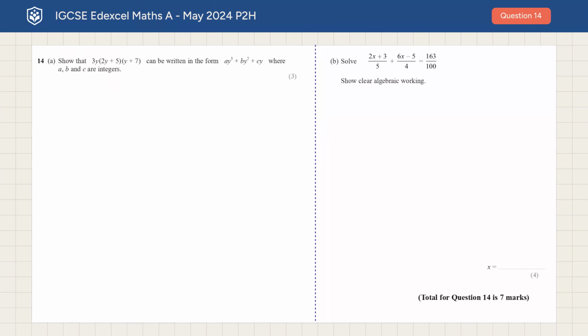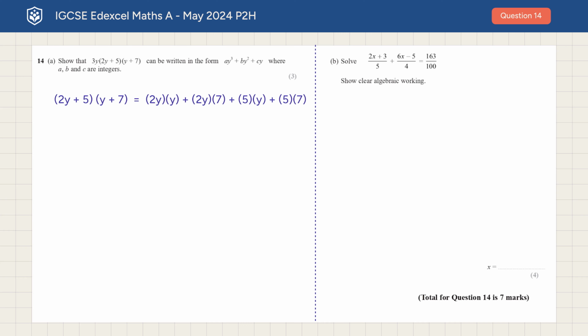Move to question 14. Part A asks us to show that 3y multiplied by the two brackets (2y + 5) and (y + 7) can be written in the form ay³ + by² + cy. First, let's expand the two brackets, (2y + 5)(y + 7). We multiply each term in the first bracket by each term in the second.